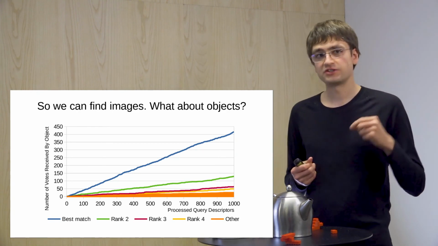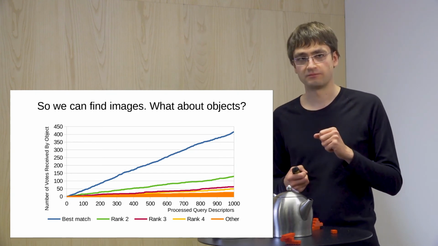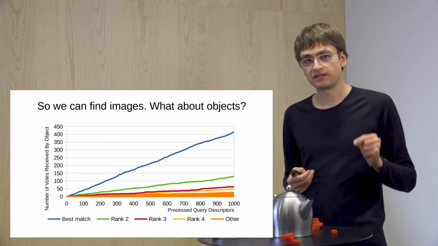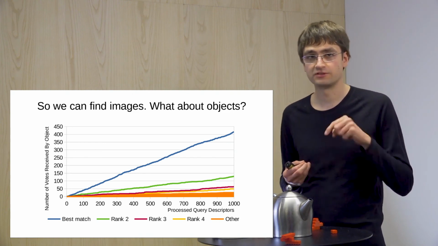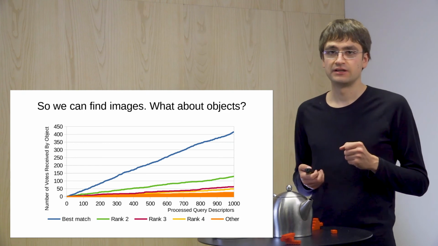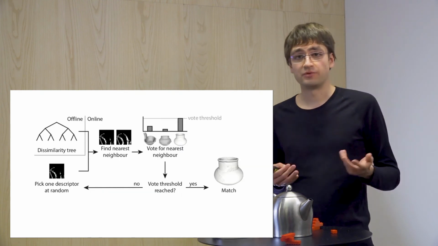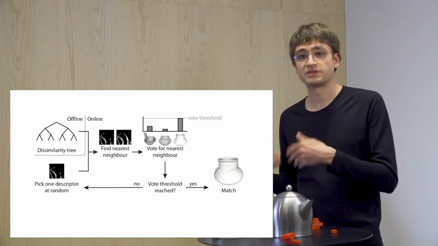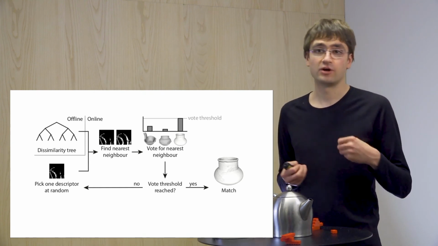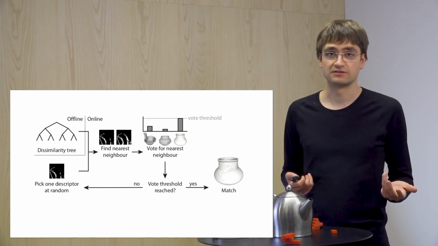Next, we charted how many votes each of these objects got over time. As you can see, there is clearly one object which is more often the nearest neighbor of these surface points than others. Therefore, what we can do is to sample random surface points and find the most similar points in our database, vote for whichever object it belongs to, and when an object has received a set number of votes, we deem it to be the best match.